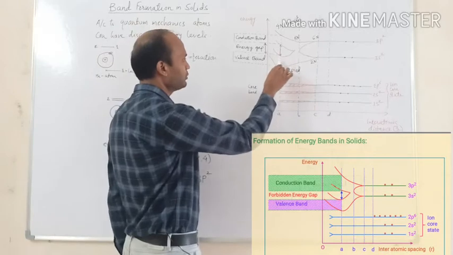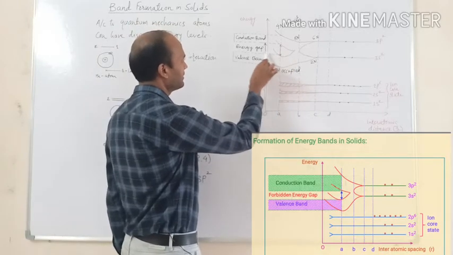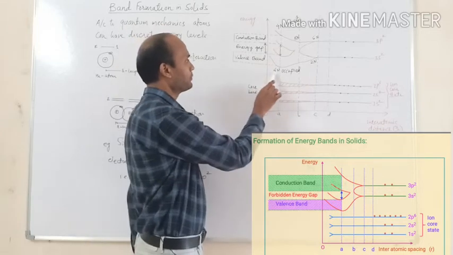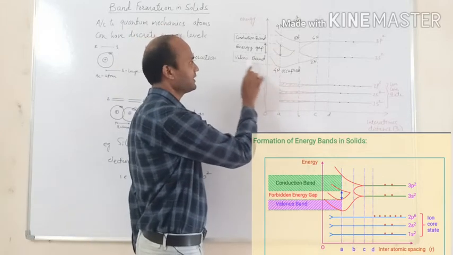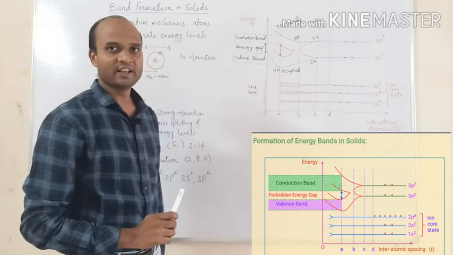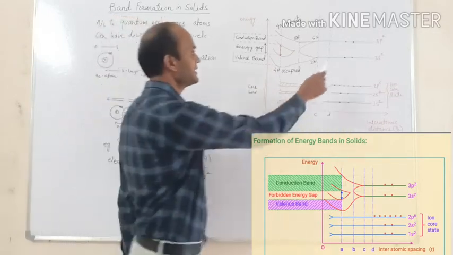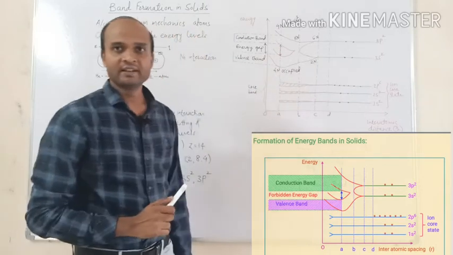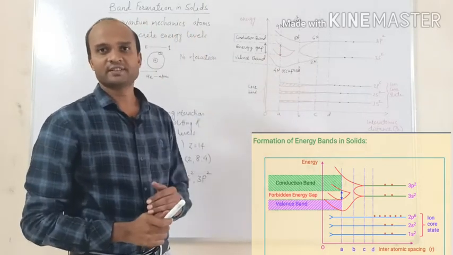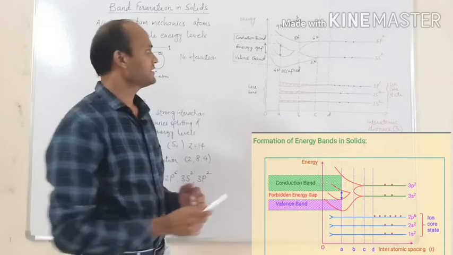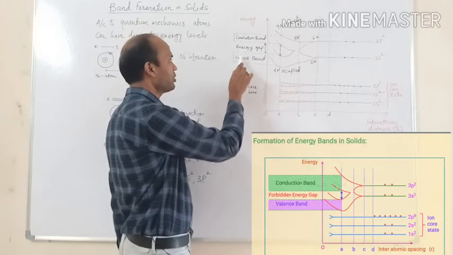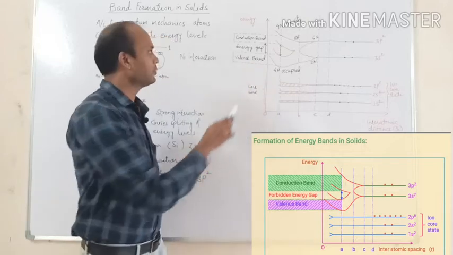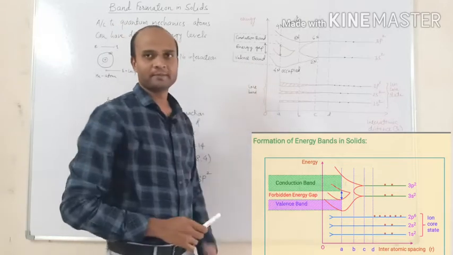And corresponding to this one, we get one energy band which contains how many? 4n different energy states. A single energy level is split into 4n different energy states. That group or bunch of energy states is called a band, and that lower band is called the valence band.